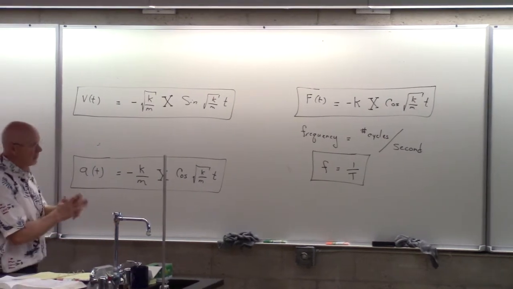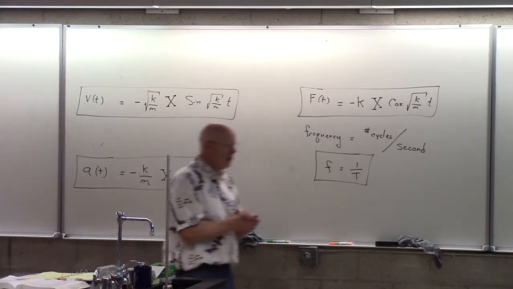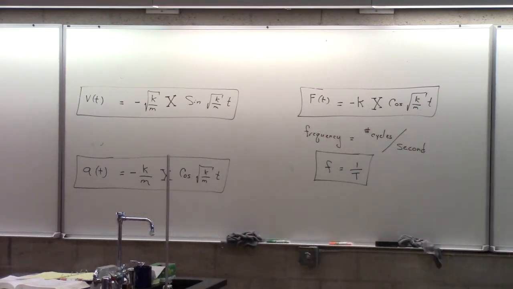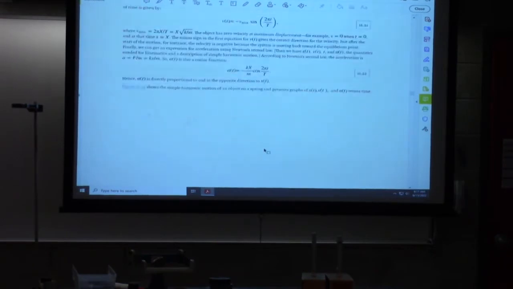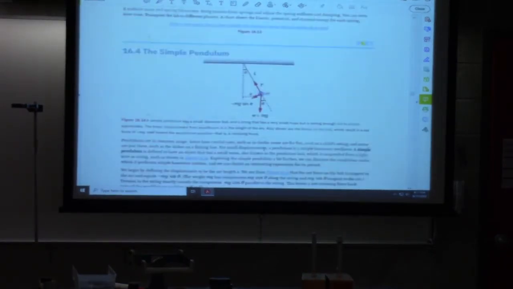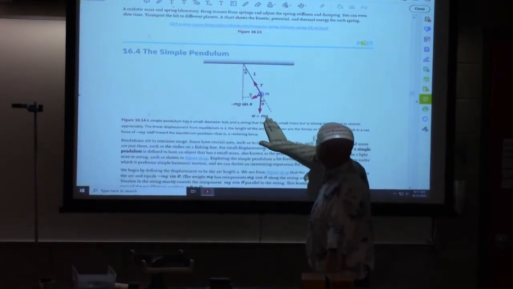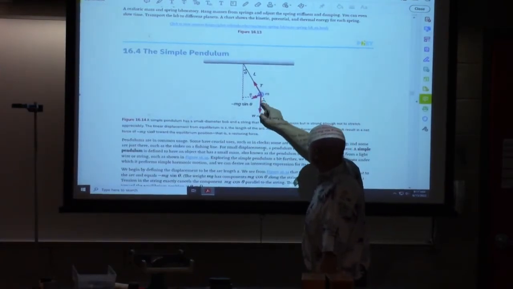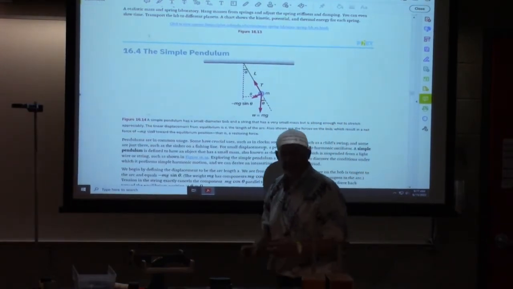Well, in fact, your author takes yet another step here and says, what if we look at something a little different? Instead of a spring, let's just take a mass on the end of a string. We call this a pendulum, a simple pendulum to be more exact. And so here is your author's diagram. He says, okay, let's take this diagram and look at what would happen if we had a mass at the end of a string.